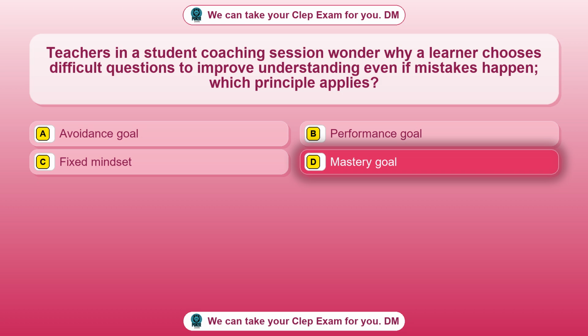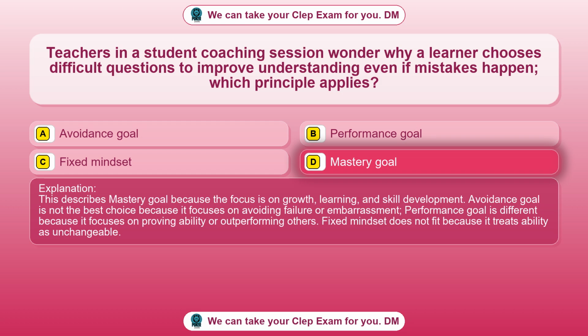Mastery goal. This describes mastery goal because the focus is on growth, learning, and skill development. Avoidance goal is not the best choice because it focuses on avoiding failure or embarrassment. Performance goal is different because it focuses on proving ability or outperforming others. Fixed mindset does not fit because it treats ability as unchangeable.